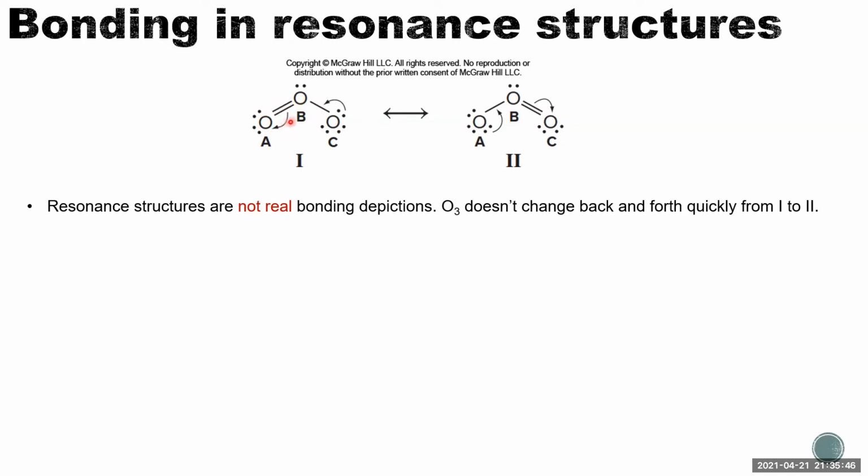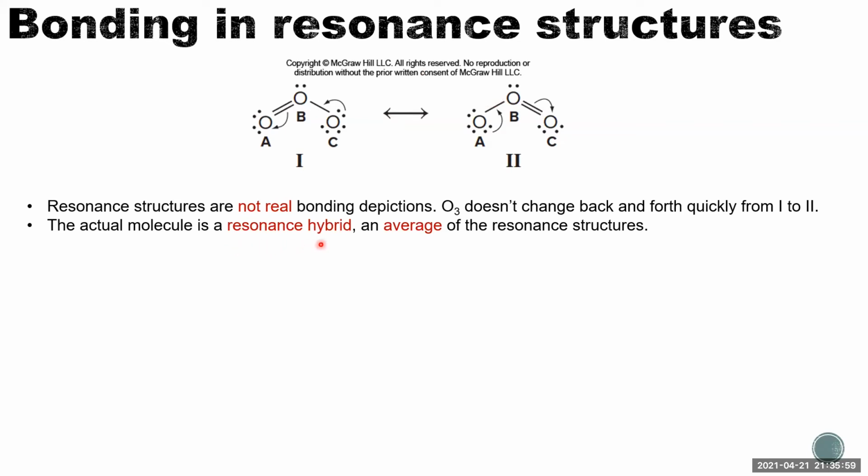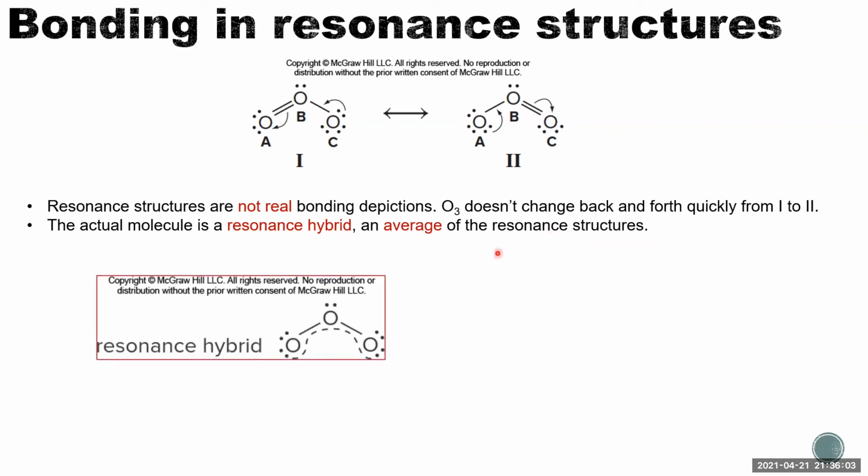However, in reality, ozone does not change back and forth quickly between 1 and 2. So it does not do that. In reality, what it has is a structure called the resonance hybrid. It's an average of the resonance structures. In other words, the ozone will have this structure. The central oxygen has 2 Lewis dots. Both terminal oxygens will have 4 electron dots.